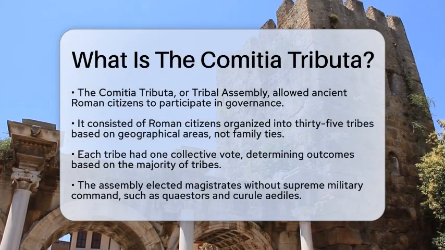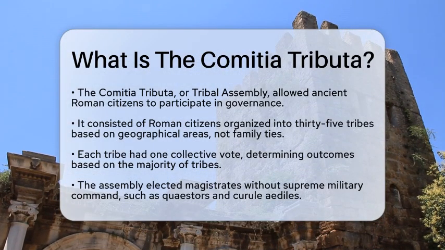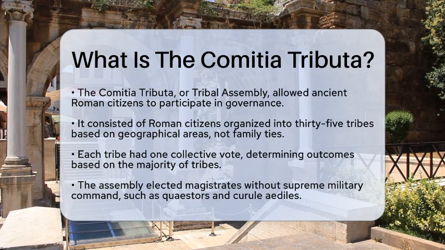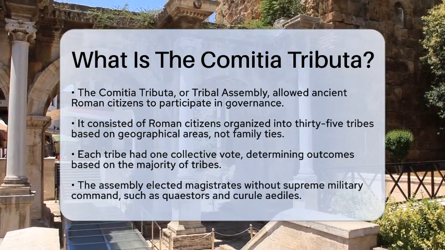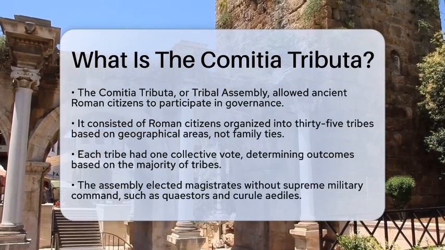The Comitia Tributa was made up of Roman citizens organized by their tribes. There were 35 tribes, which were not based on family ties but rather on geographical areas of the Roman population. Each tribe had one collective vote, meaning that the majority of tribes determined the outcome of proposals.